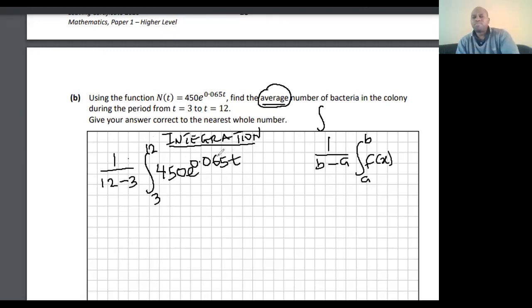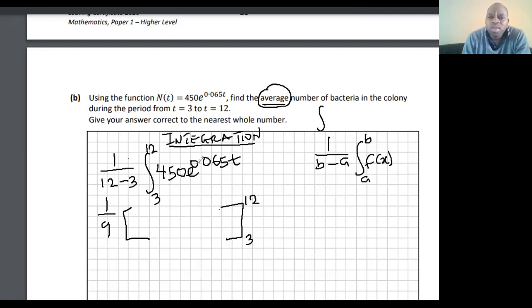Okay, now if you can't solve this, or you've forgotten what you're going to do, or you're finding it difficult to integrate, 1 over 12 minus 3 is 1 over 9. That's 1 over 9. You are earning your mark. So 1 over 9, then you now integrate this guy from the interval between 12 and 3. So how do we integrate this guy?